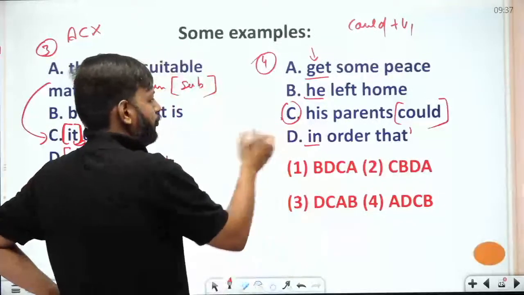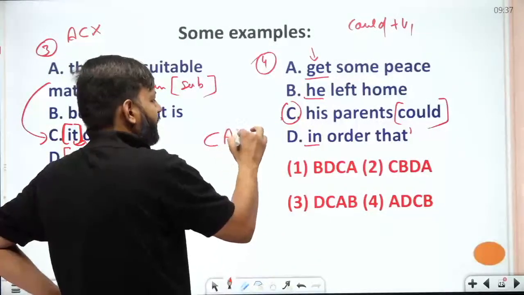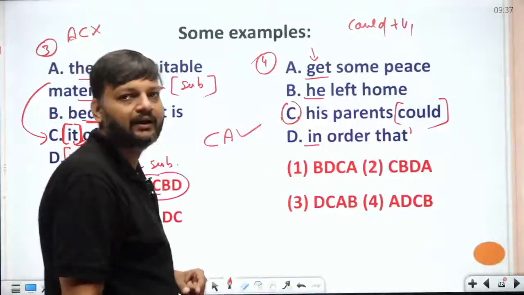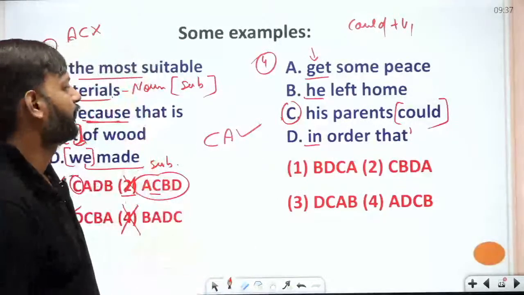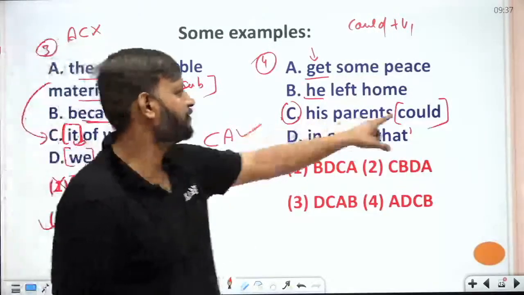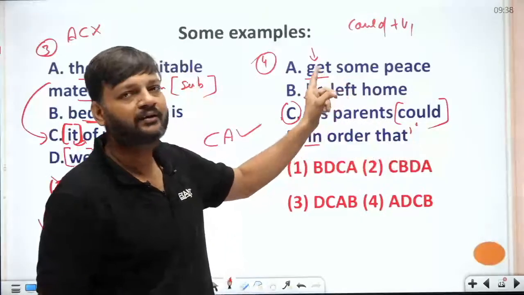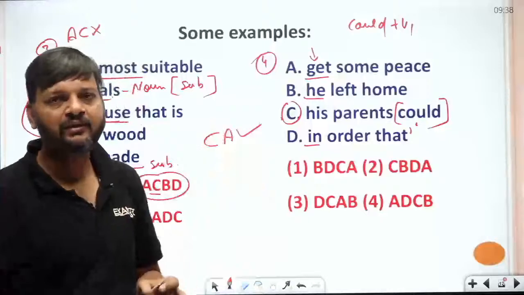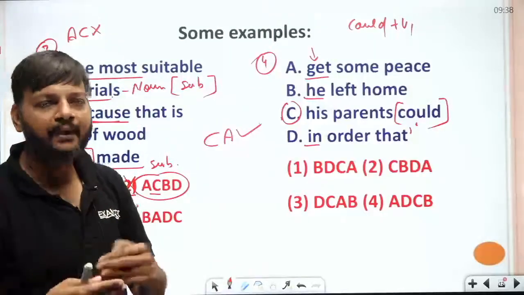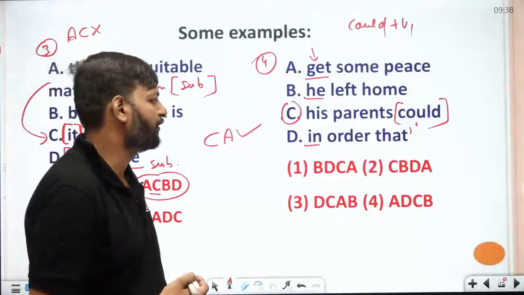So C and A make a pair. Because C has "could" at the end and A has "get" at the starting, so C and A make a pair. Now see where C and A is there.